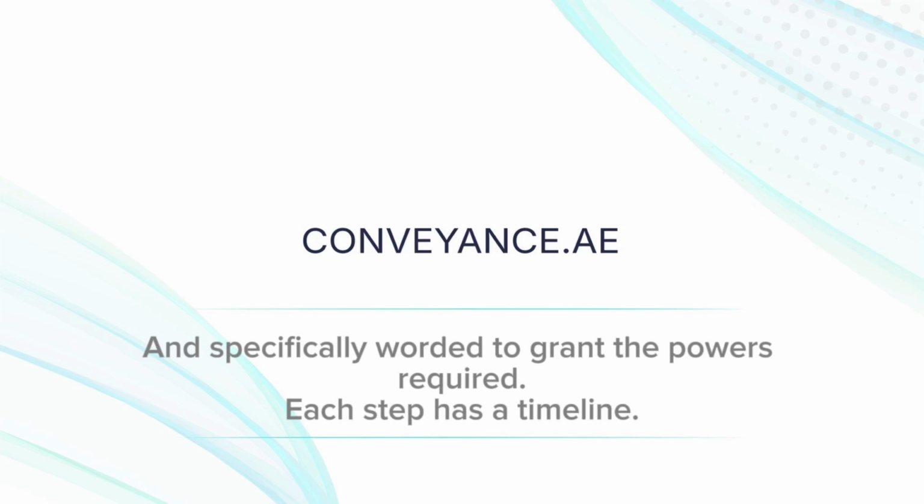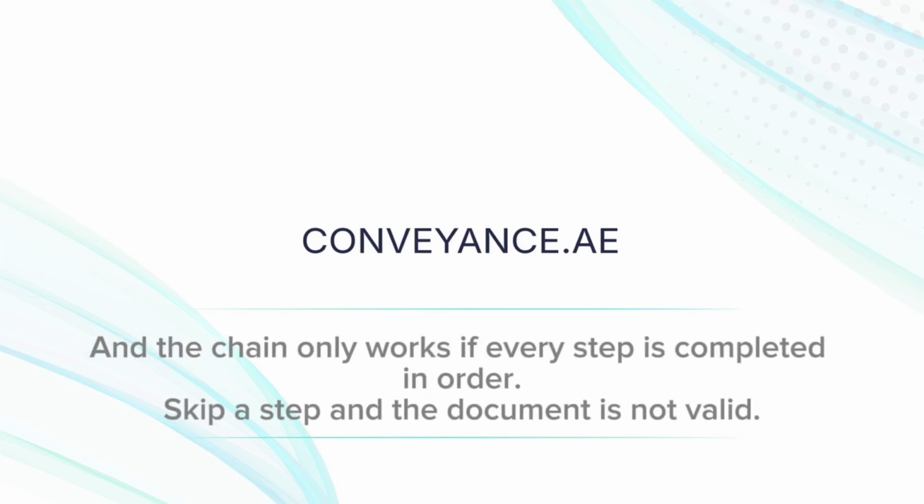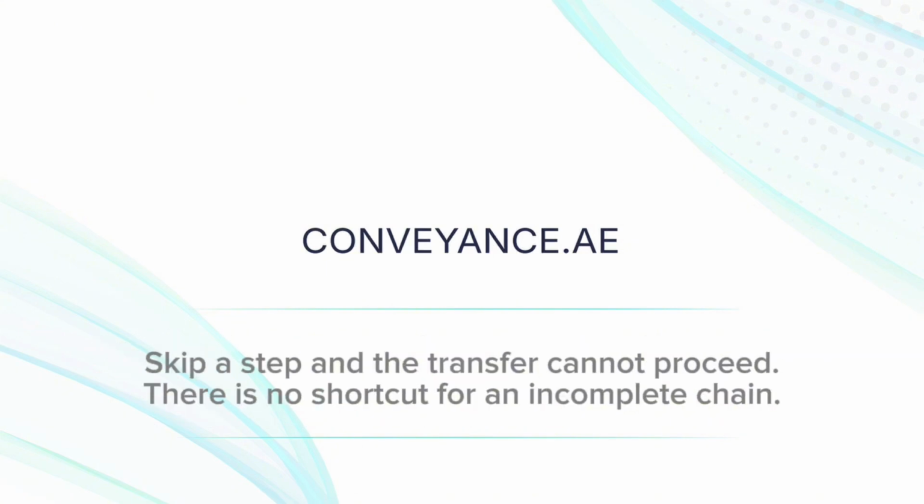Each step has a timeline, and the chain only works if every step is completed in order. Skip a step, and the document is not valid. Skip a step, and the transfer cannot proceed. There is no shortcut for an incomplete chain.